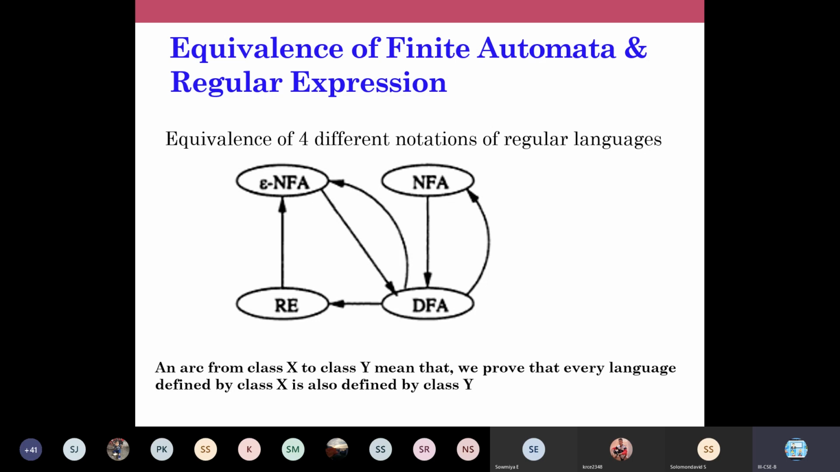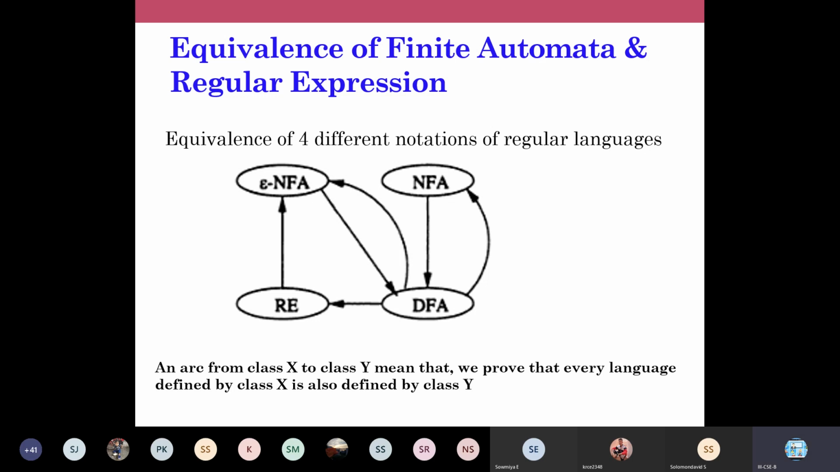Similarly, from epsilon NFA to DFA, there is an arrow. So it means that I can convert an epsilon NFA into a DFA. This problem we have also seen, converting epsilon NFA to DFA. We use the e-closure, the D-trans e-closure method, to find the equivalent DFA. Okay, we have seen the problems.